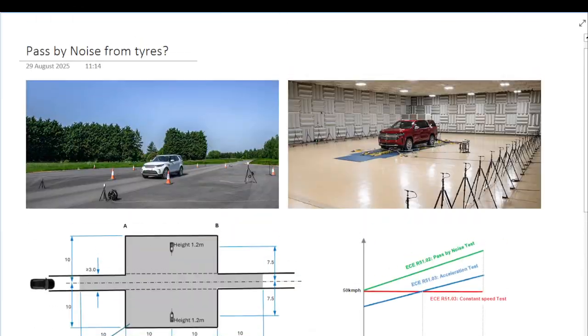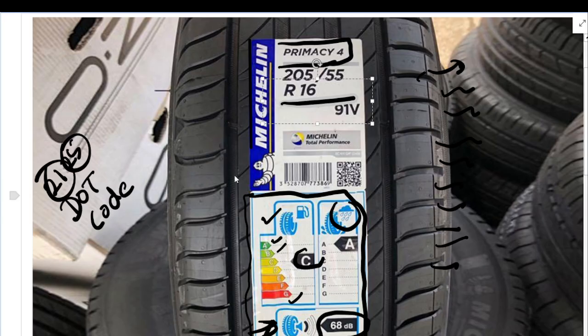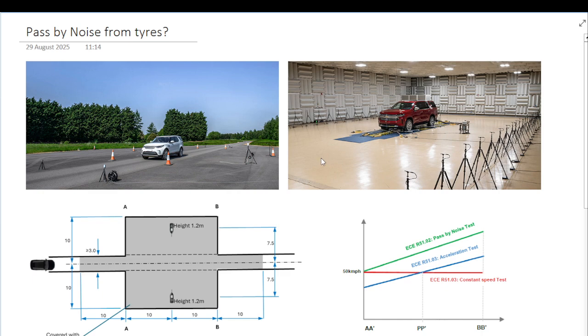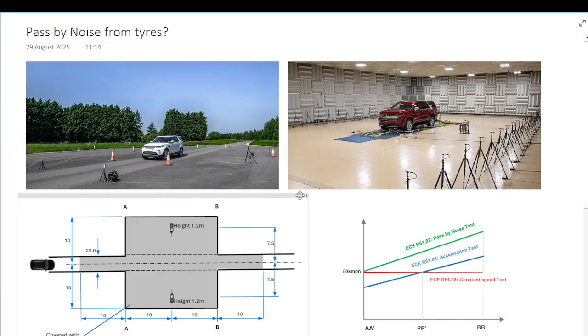So I will move to the next topic, where I spoke about pass-by noise, which is one of the indices we have in the labeling. This is the 68 dB. So how is this 68 dB value calculated? This is more from the noise standpoint. I will also create future videos on the other two parameters, which are more important. Now in this video, I have clubbed the pass-by noise as it is a comfort-oriented thing.